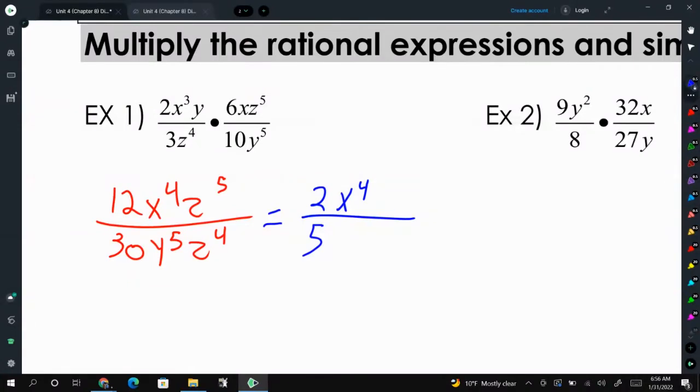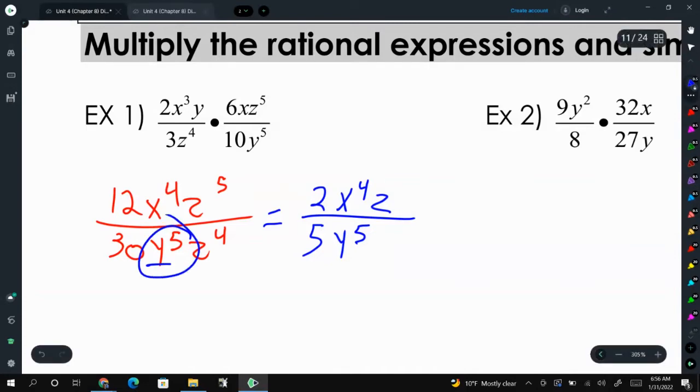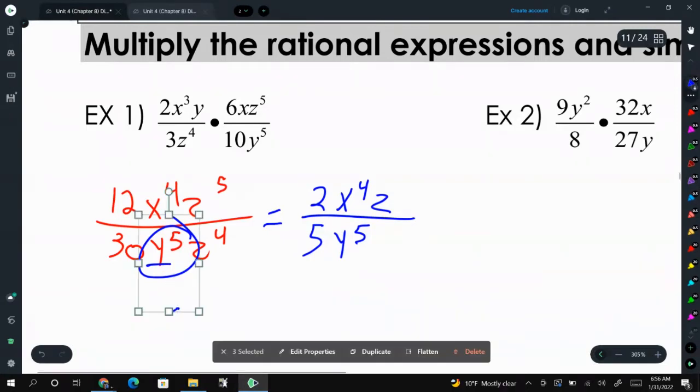I do have some z's. I have z to the 5th over z to the 4th, so that's going to be z to the 1st power. And then in the denominator, I have y to the 5th. Like when we combine like terms, I was showing you guys that you can underline things to make sure you use everything. You can do the same thing here, because it could have been very easy for me to forget this y to the 5th, because I worked with the numerator first and then the denominator. So just be careful of those things.